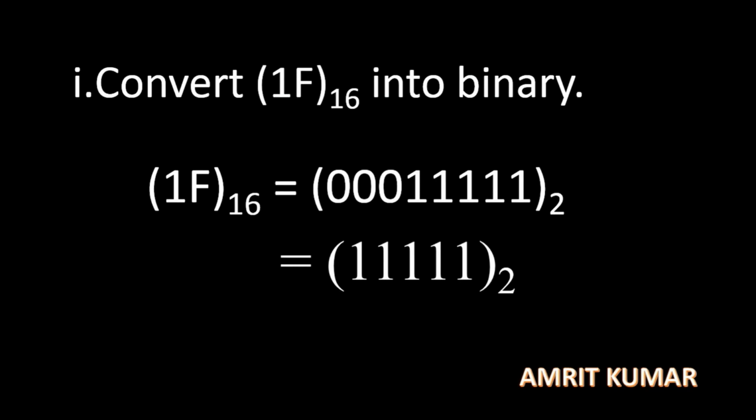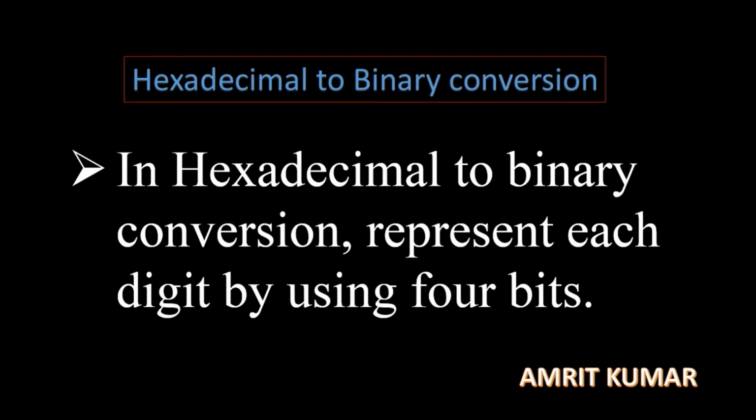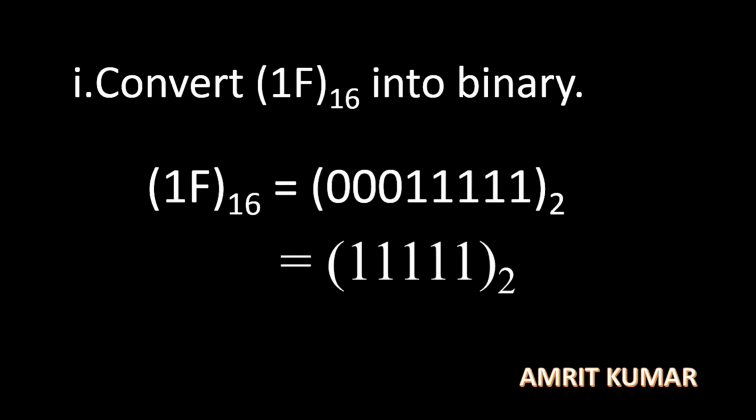So let's look at the example. We have an example that says you have to convert a hexadecimal number into a binary number. How will you proceed, or how will you convert this? This is very simple. You have to follow this rule: in hexadecimal to binary conversion, we represent each digit by using 4 bits, and this rule is going to help you in the conversion. Here you are seeing a question that says I have to convert a hexadecimal number into a binary number. So how will we proceed and how will we do this? Let's look.